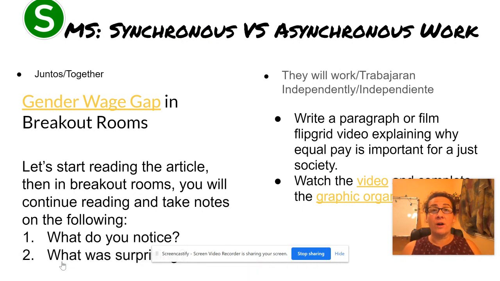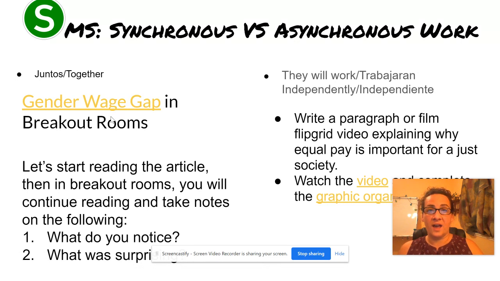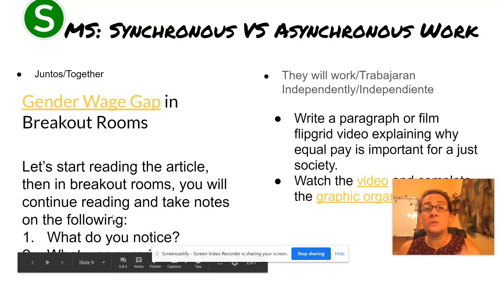So here's an example of what synchronous versus asynchronous looks like in our class. So together, we have been reading about this topic, what is a just society? And are we in a fair or unfair society? So the students just read with me an article or a portion of an article on the wage gap based on gender. So then after we worked together, then they went into breakout rooms and talked together about what they noticed. You can see down below here what they noticed, what was surprising.